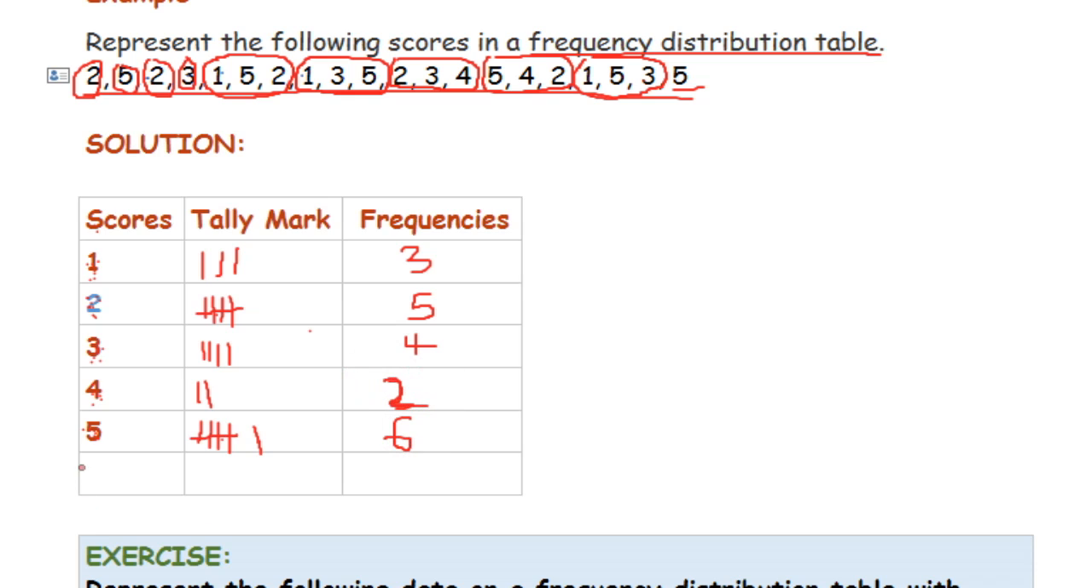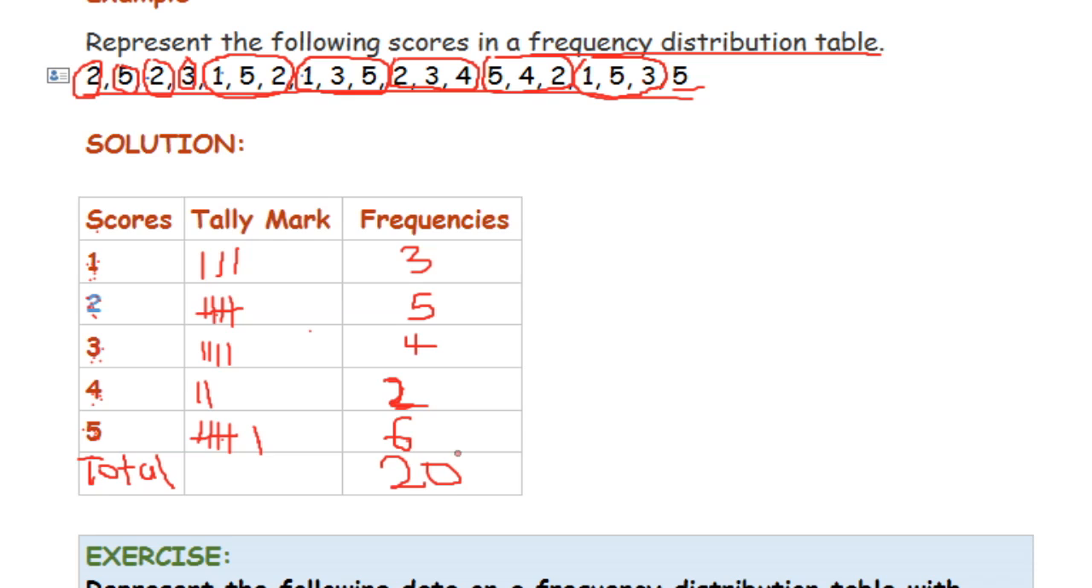Okay, so you can also choose to add up the values. So the total here is 3, 5. 3 plus 5 is 8. 8 plus 4 is 12. 12 plus 2 is 14. 14 plus 6 is 20. So our total frequency is 20.